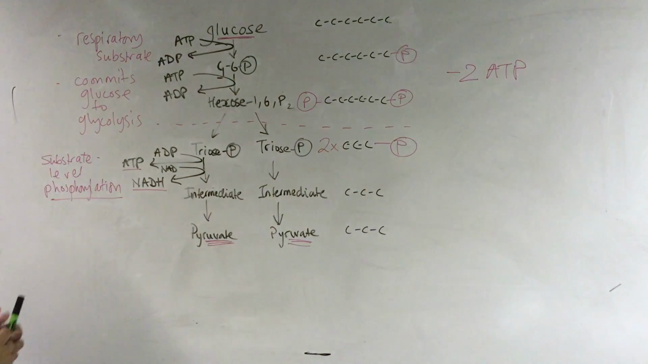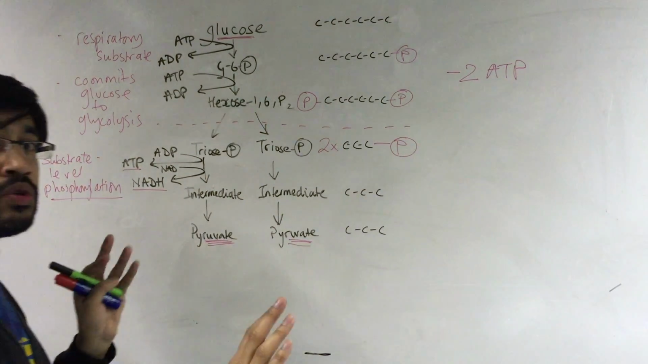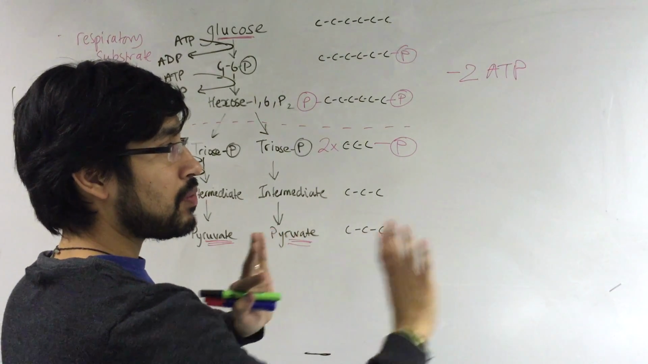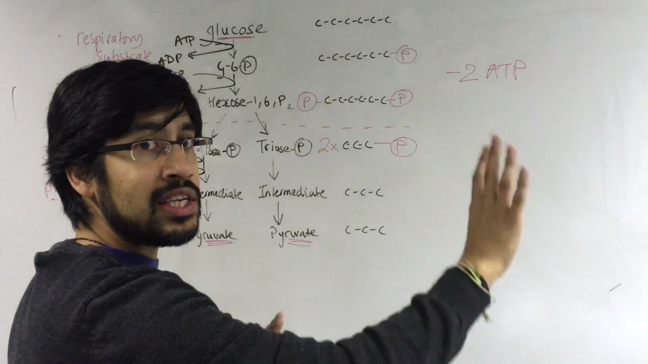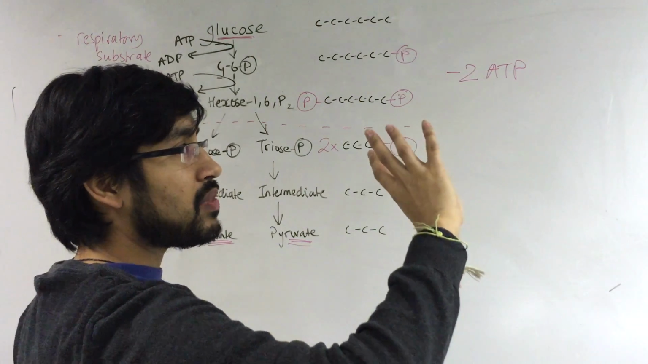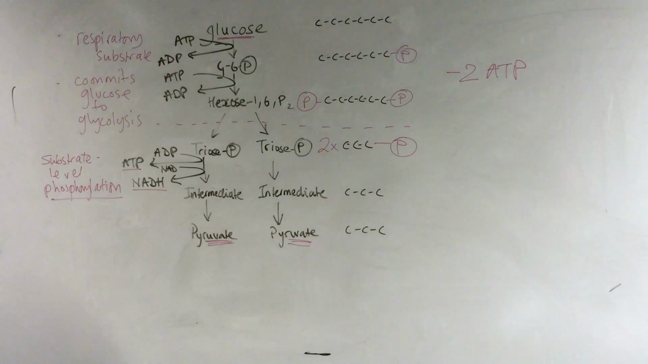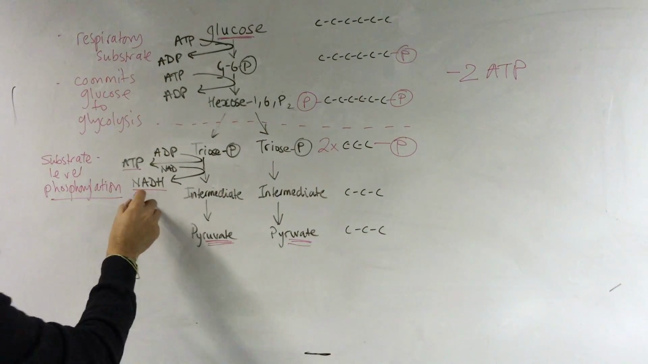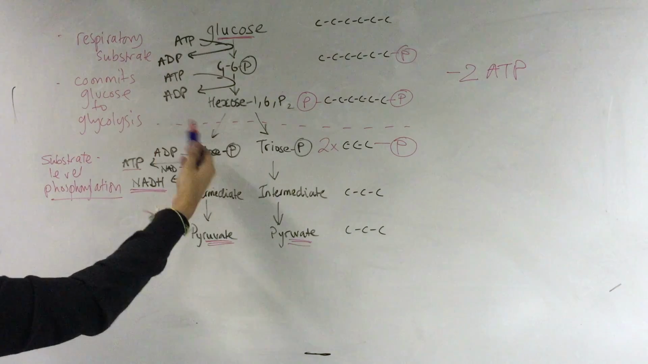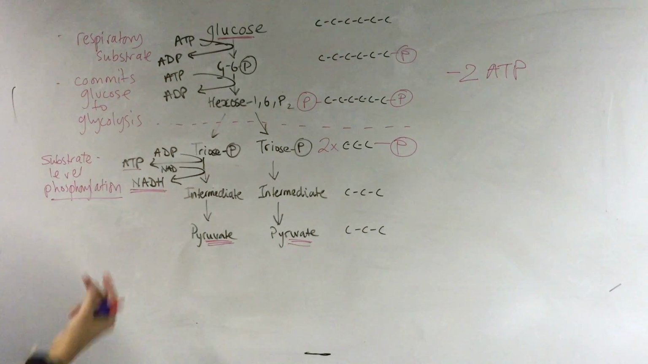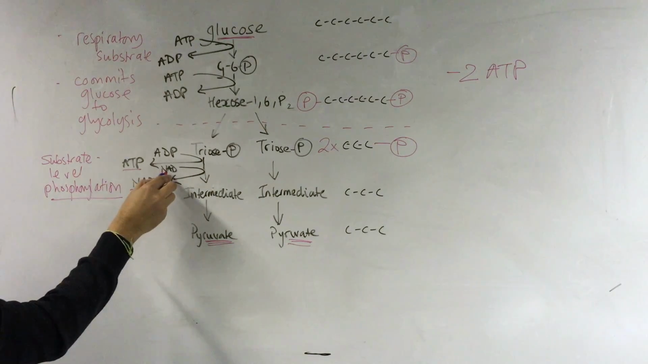So this is called a substrate level phosphorylation, and you should be very aware of its difference from the ATP that's formed at the oxidative phosphorylation stage. Okay, and the other thing that happens is that we've removed hydrogen from this molecule and transferred it onto the coenzyme NAD.